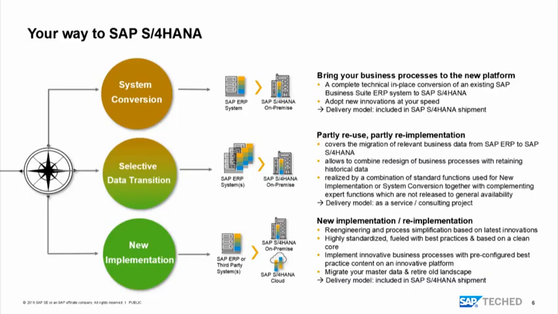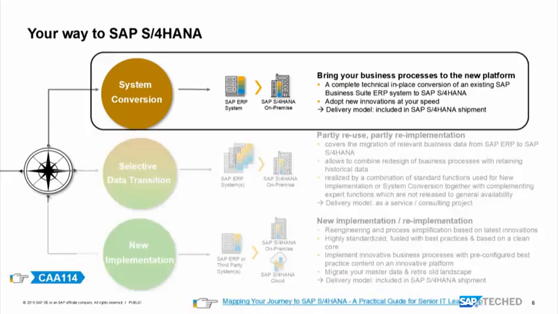There are two other scenarios. There is the new implementation, starting from scratch or greenfield approach, where first the installation takes place and then selective data transition happens. We have the third scenario called selective data transition, where further possibilities are, like merging several source systems into one SAP S/4HANA system. There is a blog that explains the three scenarios if you are interested. Again, it's only about the system conversion, and the CAA 114 is the overview session giving the overview on all three scenarios. Okay, it is about system conversion. That's not surprising if we consider the title of the session.